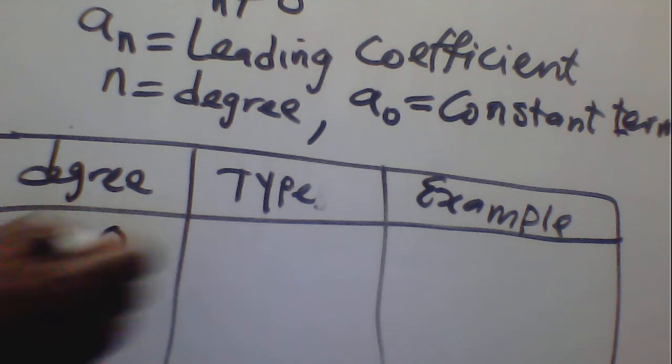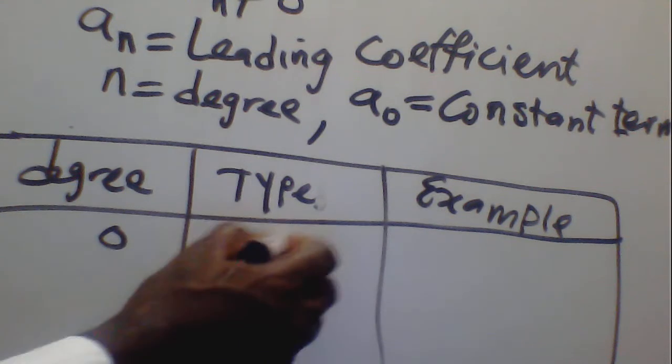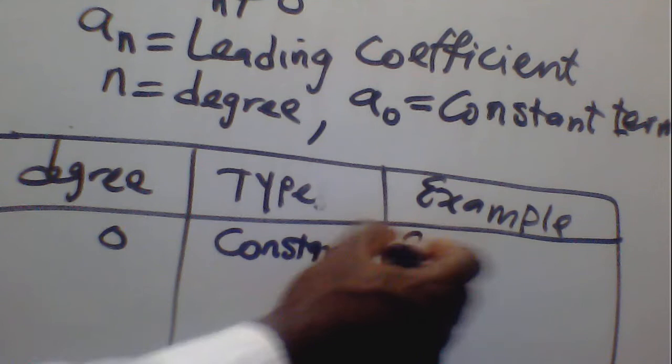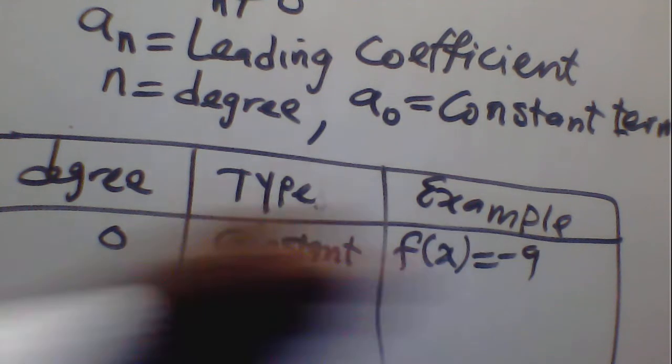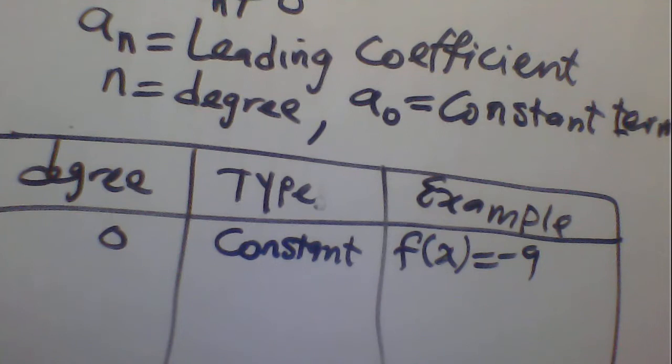A polynomial of order 0, you can say degree or order. A polynomial of degree 0 is always a constant. The type is constant. For example, f of x is equal to minus 1. This type of polynomial has a degree of 0. It's a constant term. Its leading coefficient is equal to the function, that is minus 9.